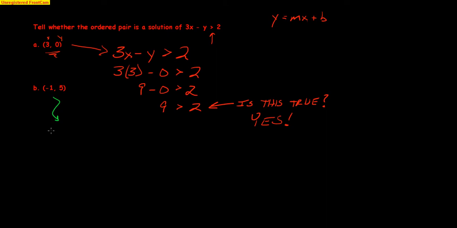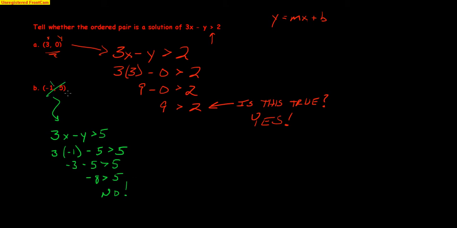Do the same thing with the (-1, 5). If I plug in the -1 for x and the 5 for y, I get -8 is greater than 5, and I say to myself, same thing. Is this true? Well, hopefully we all say -8 is not greater than 5. So no, that is not true, meaning no, that is not a solution to this inequality.